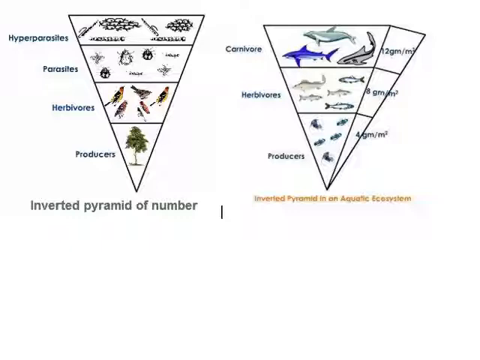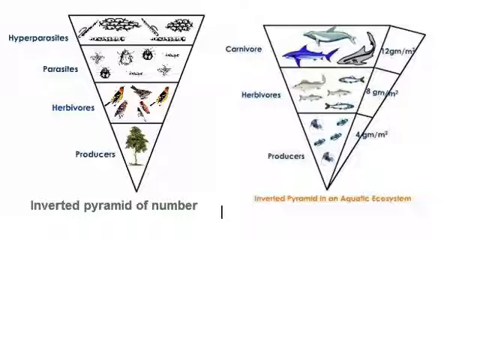But what if your producer is a huge oak tree, right? Obviously that oak tree can probably host lots of herbivores, and those herbivores may have lots of, for instance, in this case, parasites that prey on them. All right, and so this gives you this weird sort of inverted pyramid.